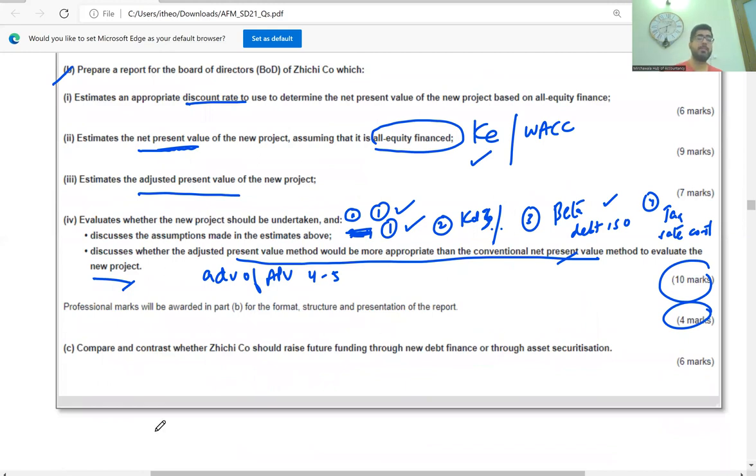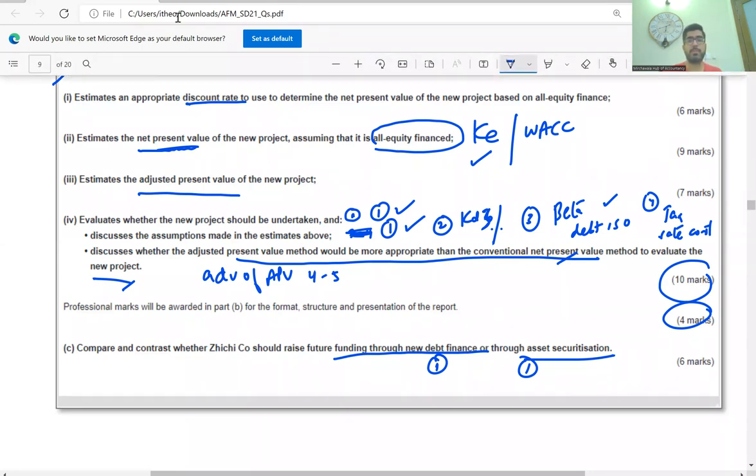And finally, compare and contrast whether ZHICHI should raise future funding through debt finance or through securitization. First, you have to explain what is debt finance and what is securitization, 1 mark each. Remember, debt finance is any finance raised by issuing loan notes. We have to pay interest. And securitization is where you are getting income from some source, you put it as collateral, raise further finance, and split it into different tranches, tranche A, tranche B, tranche C, ranging from high risk to low risk.